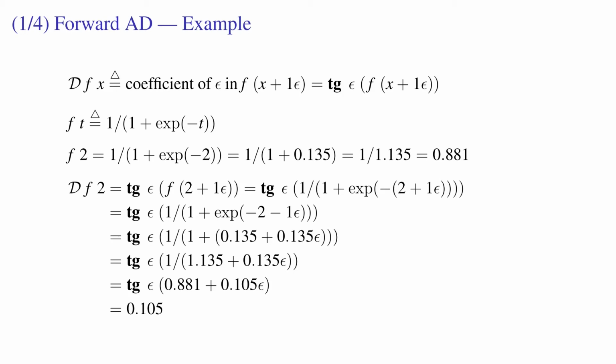I'll show how this is used to perform forward automatic differentiation on a simple but topical function. Let's say f of t is 1 over 1 plus e to the minus t. We define the operator d to take the derivative of f at a point x by feeding x plus epsilon into f, extracting the tangent of the output. We can take f of 2 to get 0.881. We can take the derivative of f at 2. We take f of 2 plus epsilon, crank that through. We get 0.881 plus 0.105 epsilon. We extract the tangent to get the derivative of 0.105.